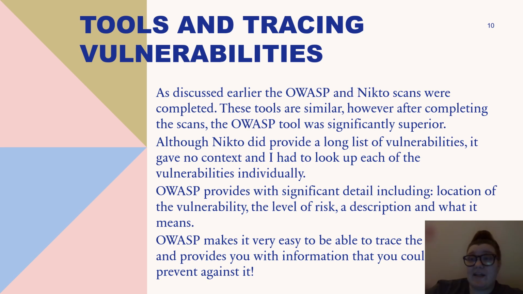provides significant detail, including the location of the vulnerability, the level of risk, a description, and what it means. OWASP made it very easy to trace the vulnerability, and with that information, you could use it to prevent against it as well. It was a little harder to get that installed, which I put in the Word doc as well, but once I was able to get it successfully installed, it was definitely the superior of the two.